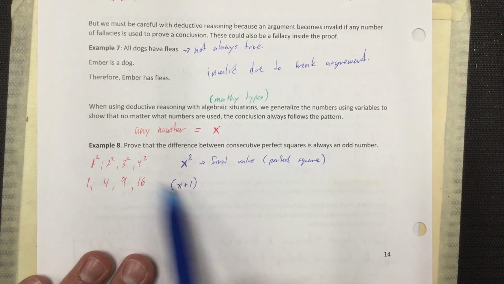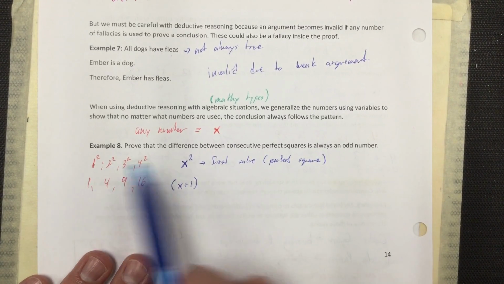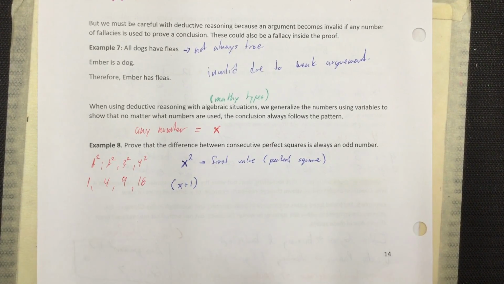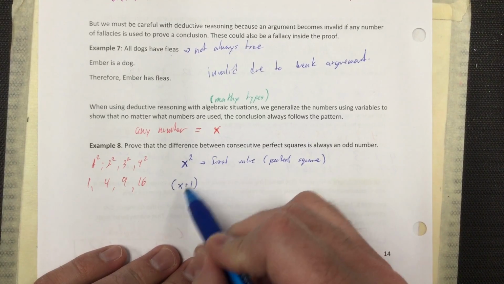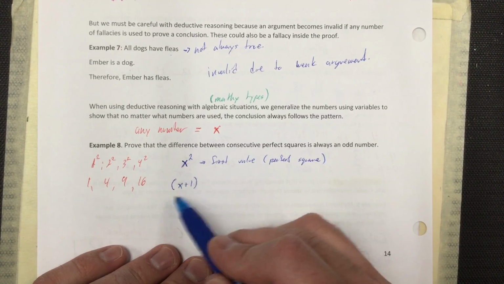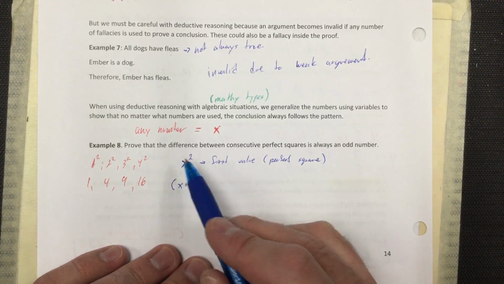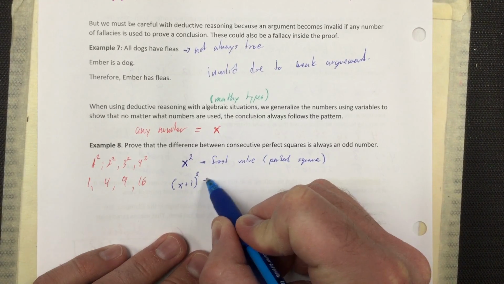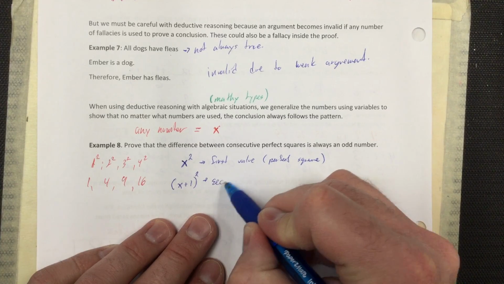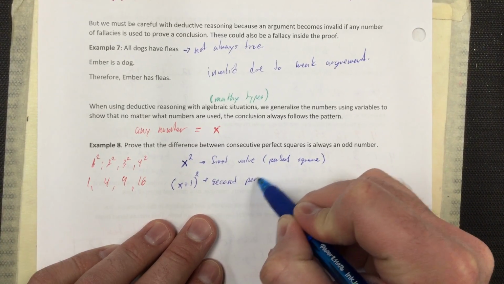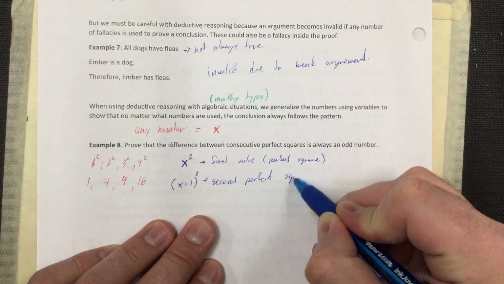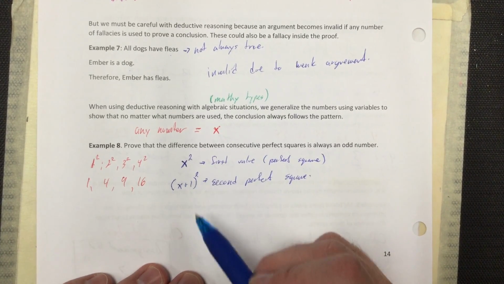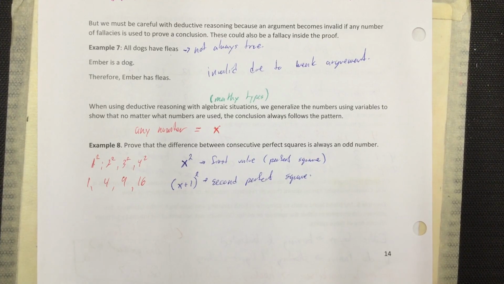If x is 1, x plus 1 is 2. If x is 3, x plus 1 is 4. They're consecutive numbers, one after another. So this is a way of algebraically saying that we have two numbers side by side, x and x plus 1. And if we want to find the next perfect square, we square that. So this is our second perfect square. And we want to find, is the difference between these two an odd number?